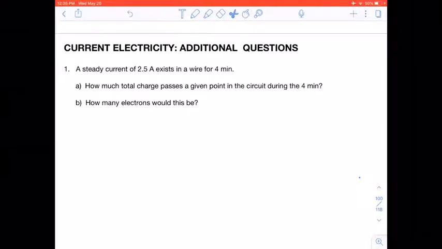We're dealing with the knowledge area, electricity and magnetism. The section we're looking at now is current electricity, and I have additional questions on this section.